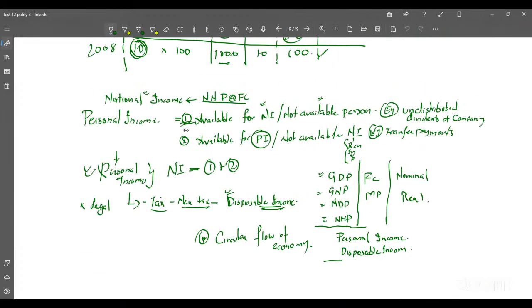See, all the personal income you cannot spend, because it is illegal to spend all your personal income without paying tax. So if you need to dispose your income from your personal income, you have to pay the tax. And after paying tax, whatever remains is what you can dispose. So that's the difference between personal income and disposable income. Probably I have explained it.